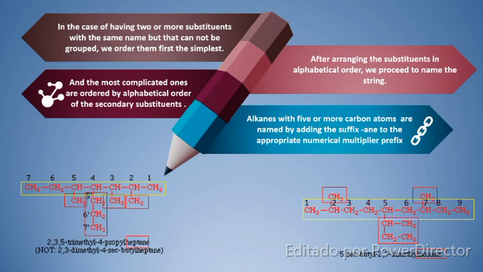In this example, we know that the main chain is clearly the 9-carbon chain, which has 3 substituents, a methyl in carbon 2 and 7, and a sec-butyl in carbon 5. They are placed in alphabetical order, being first the B of butyl, then the M of methyl, and the main chain is named with the root "non" of 9 carbons and the suffix "ane".